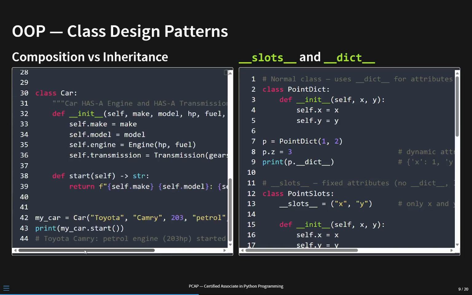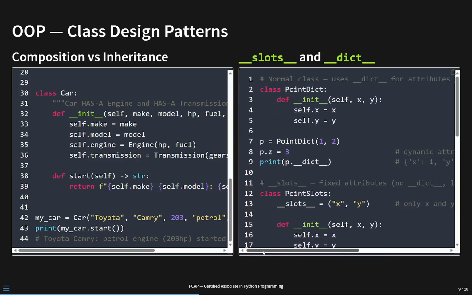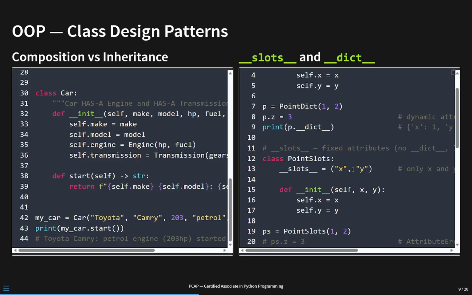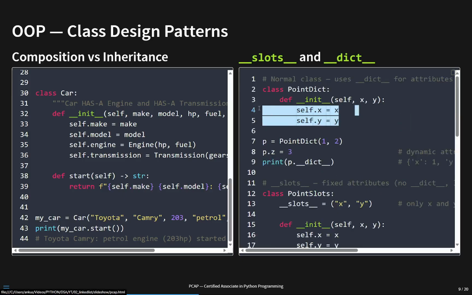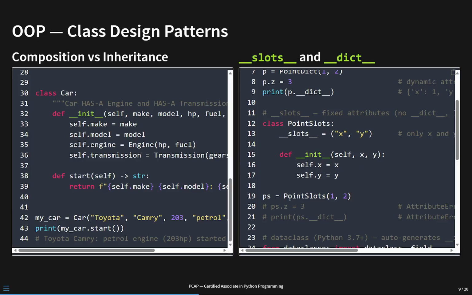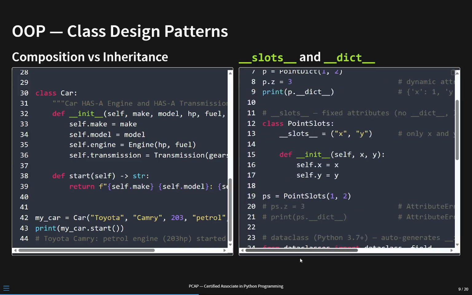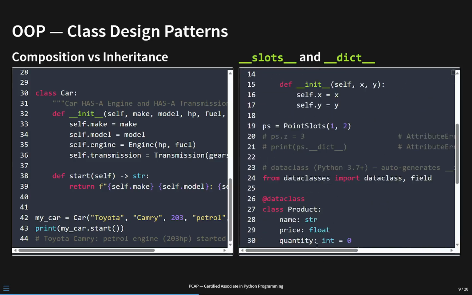__slots__ replaces the default __dict__ storage with a fixed-size C-level array. Normally, every Python object stores its attributes in a __dict__ dictionary, flexible, but memory heavy. With __slots__ = ('x', 'y'), those are the only allowed attributes. Attempting to set any other attribute raises AttributeError. Objects with __slots__ use significantly less memory and have faster attribute access, important when you're creating millions of instances.